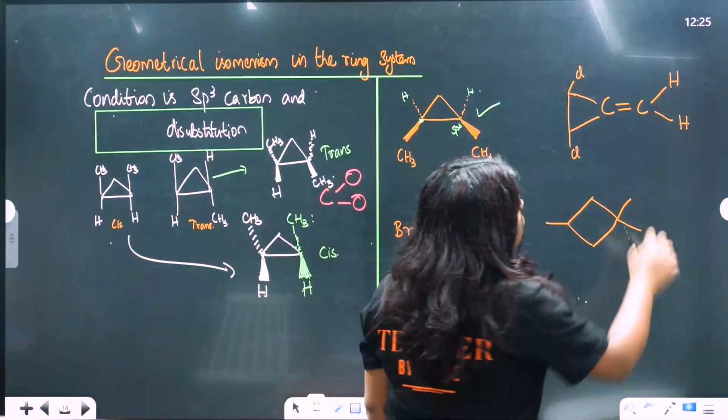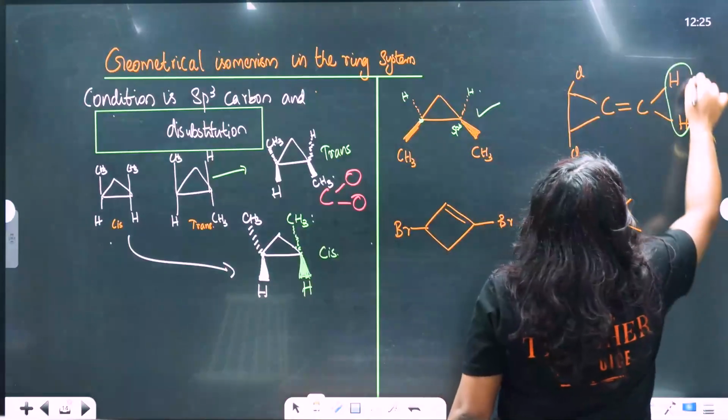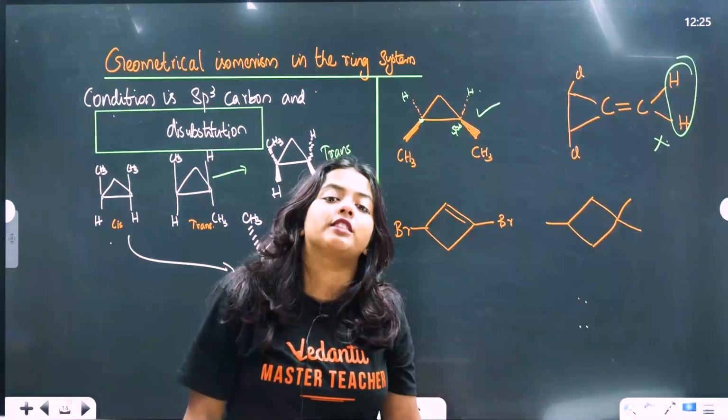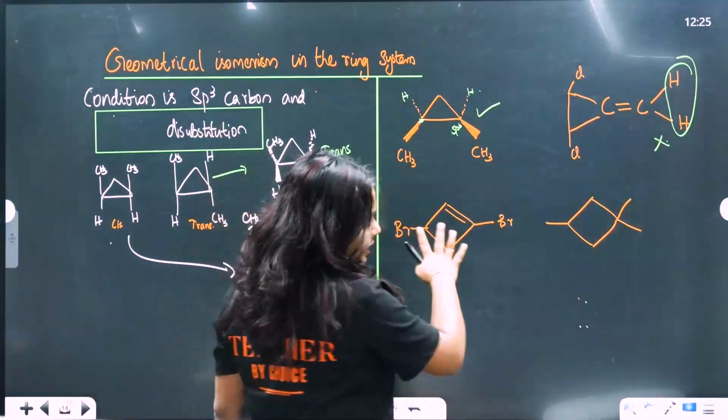Second one, see here there is a double bond, and the same group is there. So there is no formation of isomerism here. Always remember it should be di-substituted, and it should be an sp3 carbon also. Now next, let this be here.